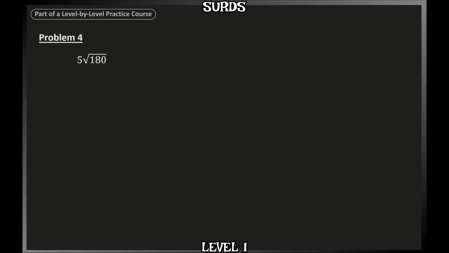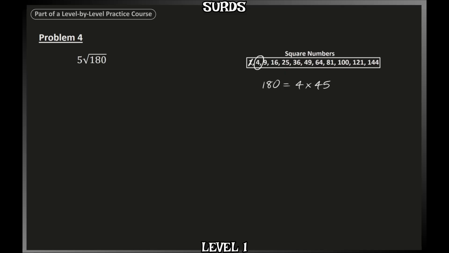In problem 4, we're simplifying 5 multiplied by the square root of 180. Now to simplify this, and focusing on the square root of 180, we need to again find two numbers that multiply to make 180, where one of them is a square number. Now looking at our list of square numbers greater than 1, we can see that 180 can be divided by 4. Looking at the other numbers though, it's not really clear whether any of those can divide into 180 or not. And at first glance, it doesn't seem like they can. So we can start with 4. And we can write 180 as 4 multiplied by 45.